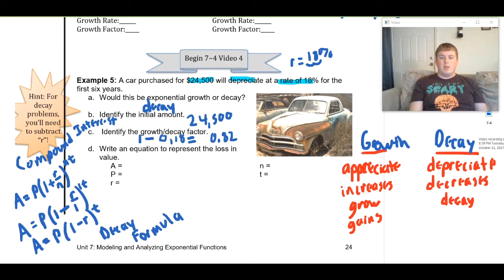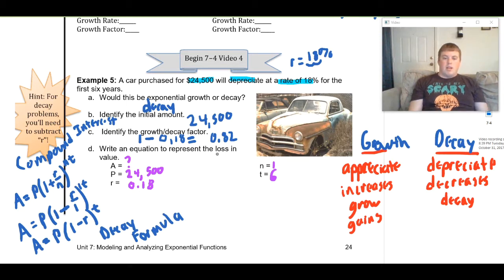Now we're asked to write an equation to represent the loss in value. So we're going to pull together as much of this information as we can. We don't know what our amount is going to be. That's what we're going to have to figure out. P is going to be our starting value, so the 24,500. Our R value is going to be 0.18, like we said earlier. N in any decay problem is going to be 1. That's how we changed it from the compound interest formula to the decay formula. And then our T for this, it looks like it's going to be 6, but let's see what we're actually asked for in other problems.